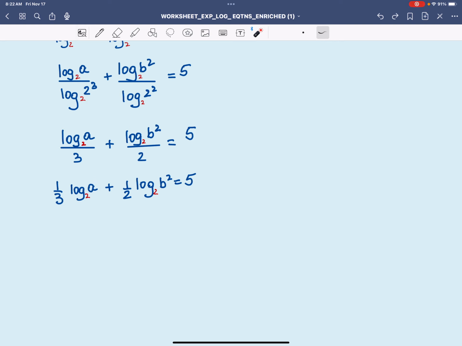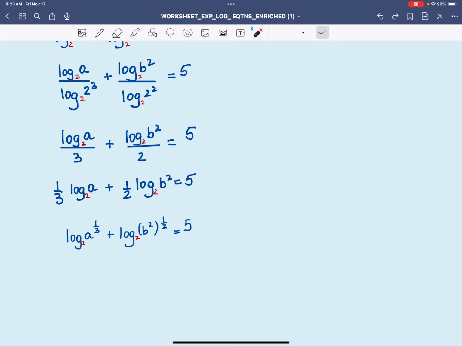However, the terms are not ready yet because for us to be able to combine the terms, it's important that we bring the powers inside. So we need to have a coefficient of 1 at the moment when we combine by using the product law. So we'll take our time to do that as well. So log with base 2 of a to the power 1 over 3 plus log with base 2 of b to the power of a half equals 5.